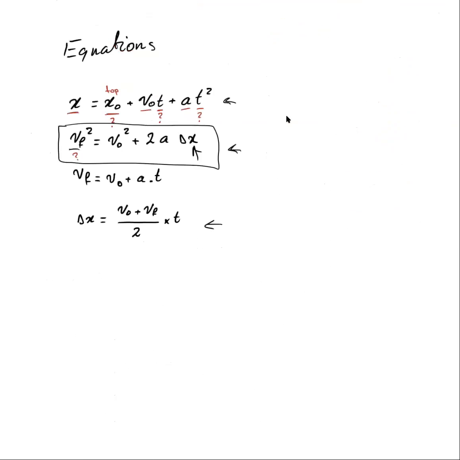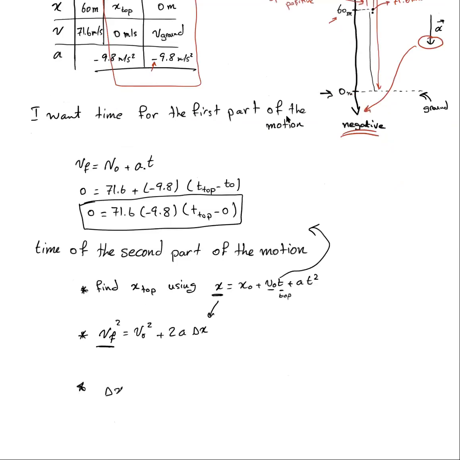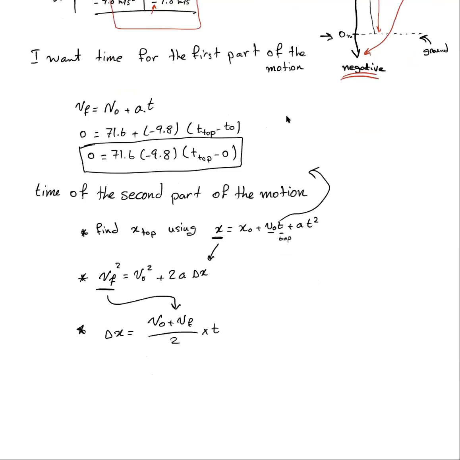It will be this equation, the last one. So we will have delta x equals v initial plus v final over 2. This v final will come from here, and we'll multiply it by the time. The only unknown is time, and that will be time ground.